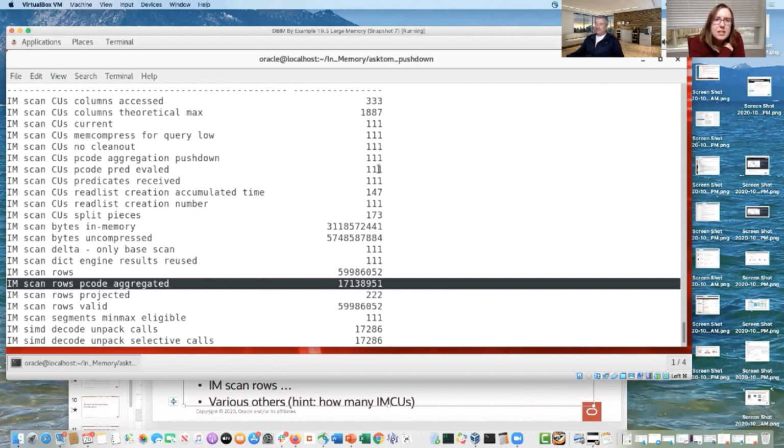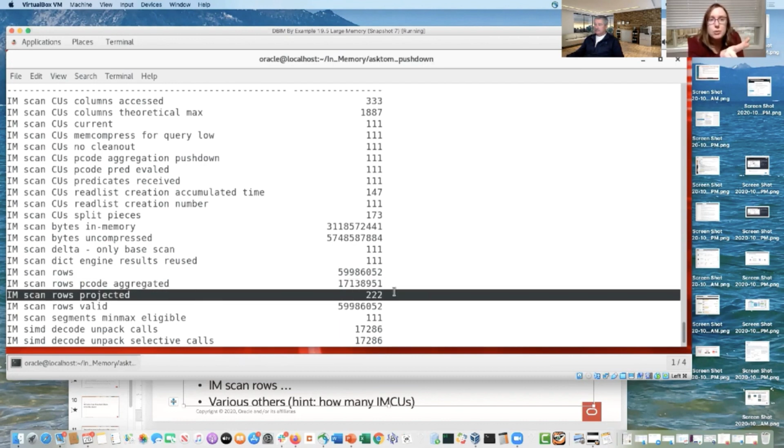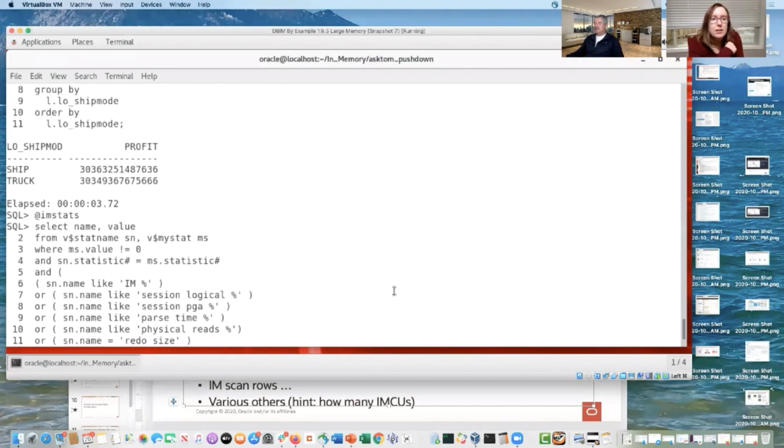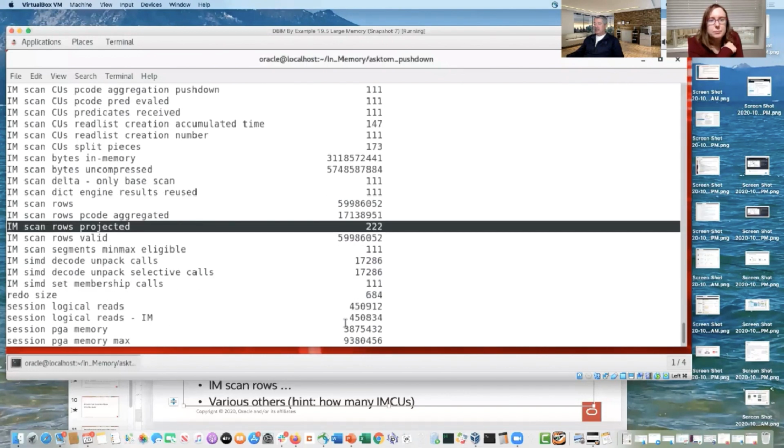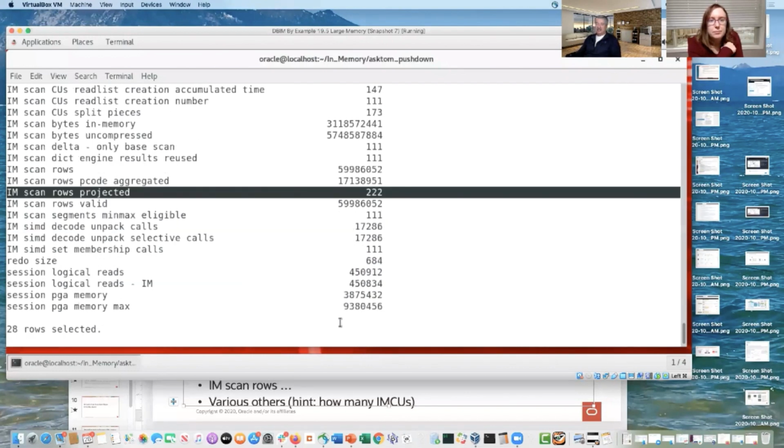So yeah, the other thing to note is in this case, the IM scan rows projected is 222, and that's because for each IMCU there are two groups. Oh, very good. Yeah, you're right. Yep, because we have two groups here. Good point. Excellent. So that can help, but some of this you have to infer a little bit.